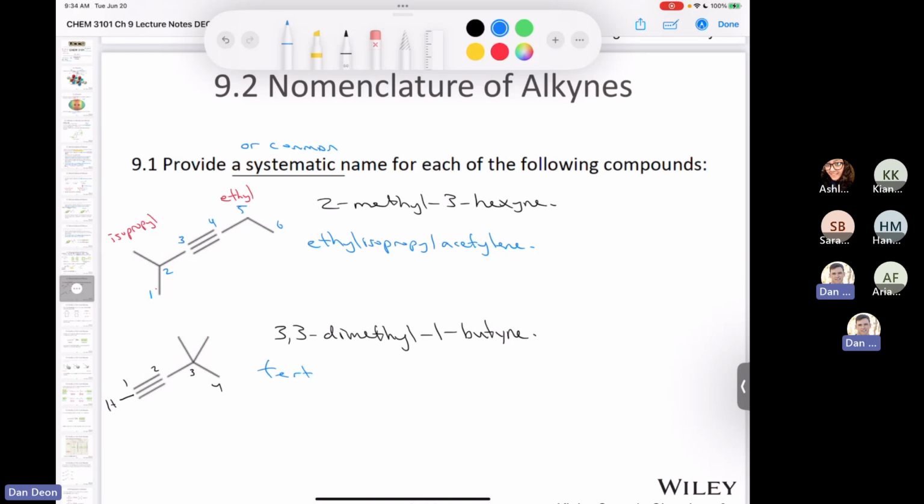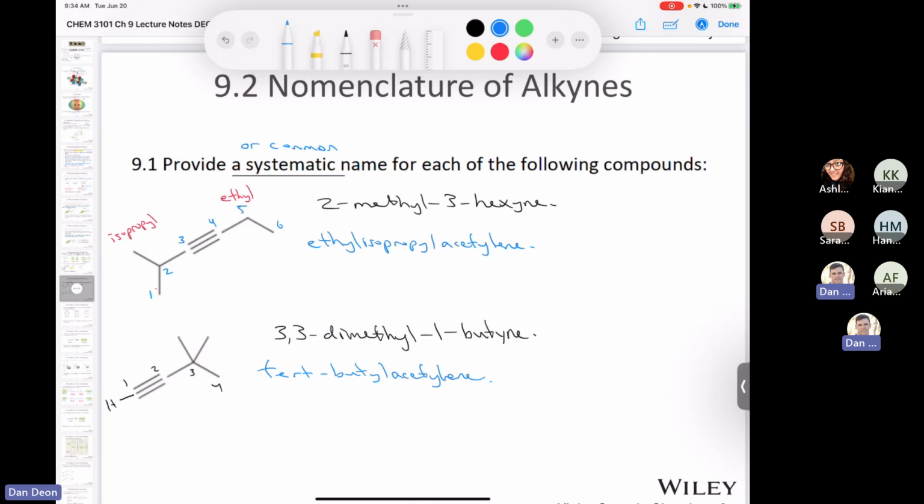So tert-butyl acetylene. Either one would be acceptable. I don't have a problem with any of those. And even the systematic names, if you wanted to call the first one 2-methyl-hex-3-ine and the second one 3,3-dimethyl-but-1-ine, both of those would be acceptable as well.